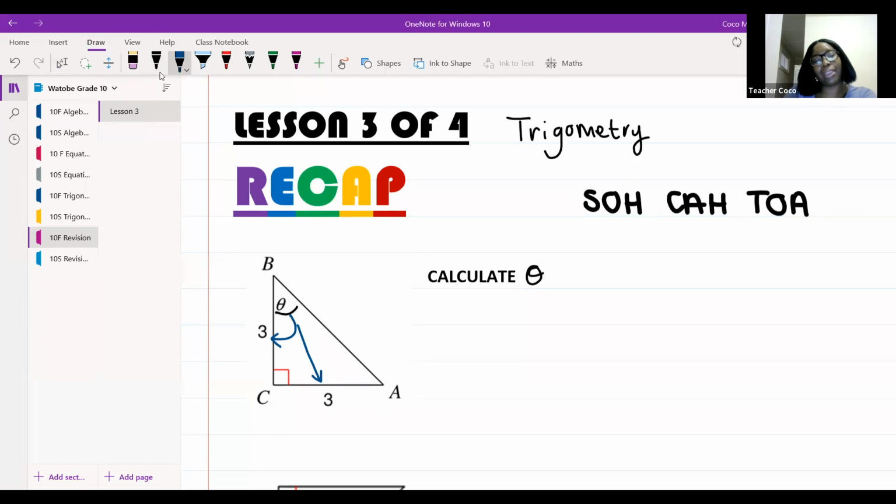Oratile says, isn't it Pythag? Well, we could use Pythag, but Oratile, all that would do is give me this side, and I don't want this side. That's not the side that I want. Pythagoras, remember, we use when we're looking for sides. Now I'm looking for an angle.